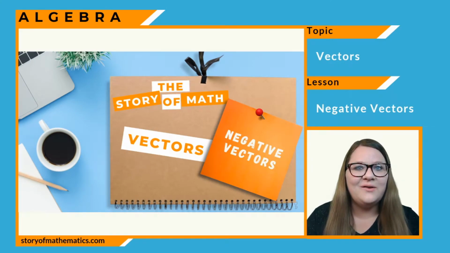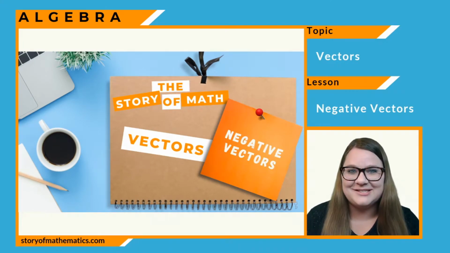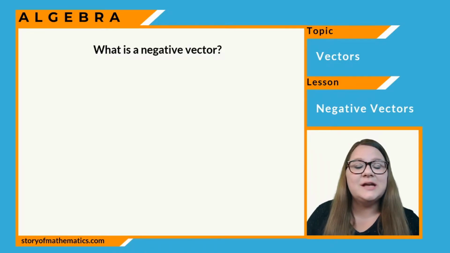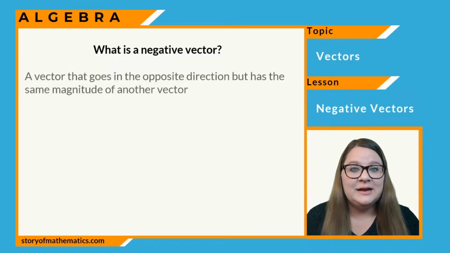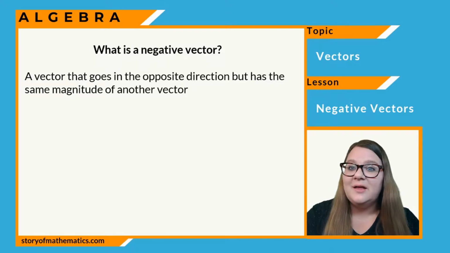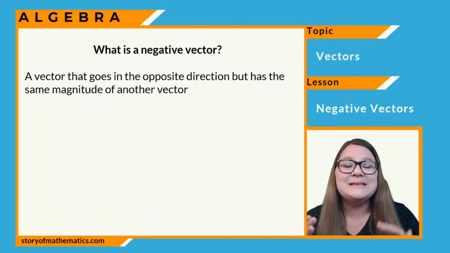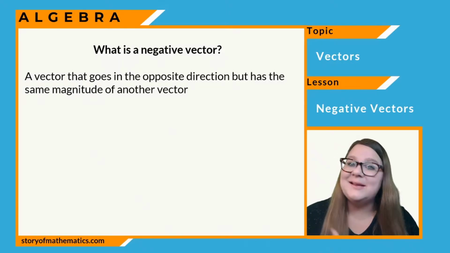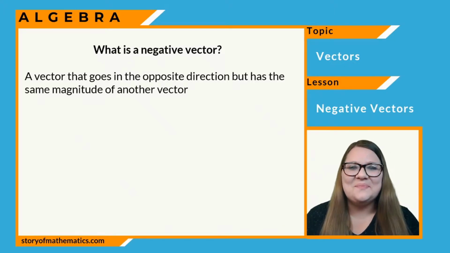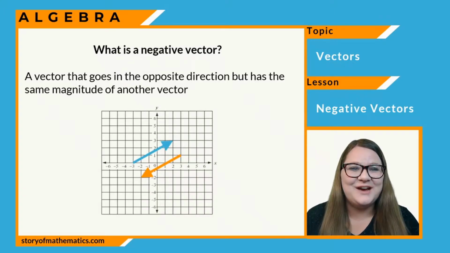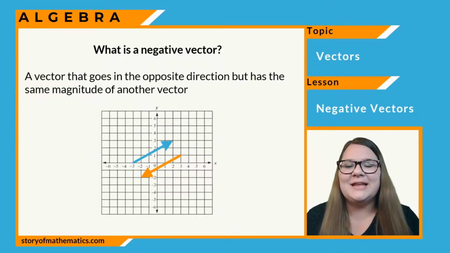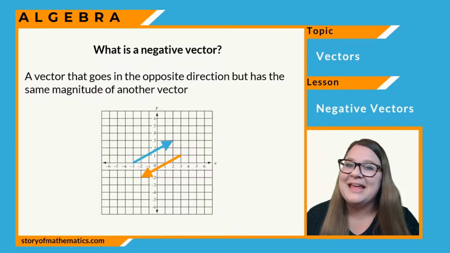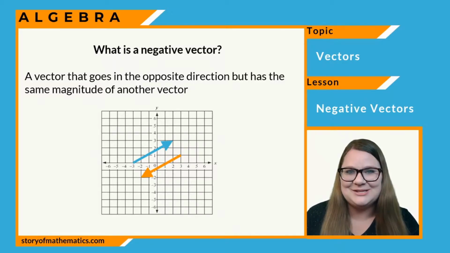In this video, we're going to learn all about negative vectors. So the first thing we have to ask ourselves is, what is a negative vector? Well, it's going to be a vector that is in the opposite direction but has the same magnitude as another vector. So if we take a look at these two vectors, we can see that they are negative vectors of each other. That's because they have the same magnitude, but again, they're in exact opposite directions.